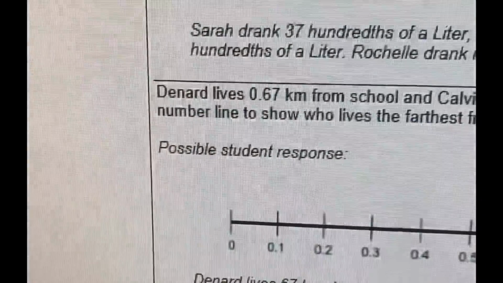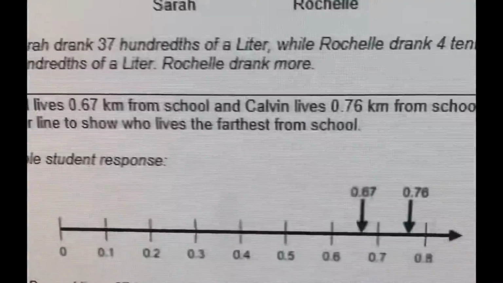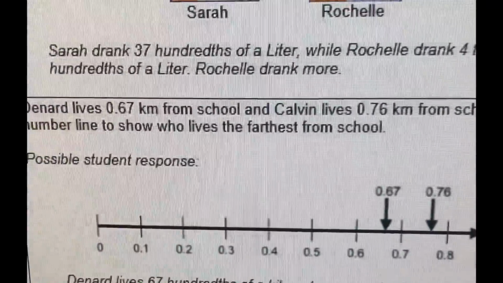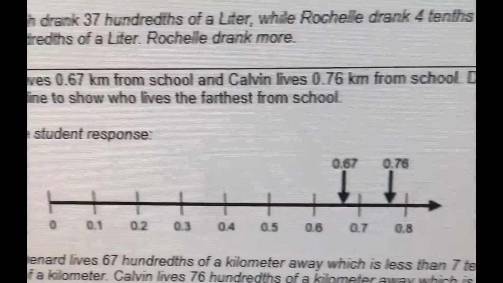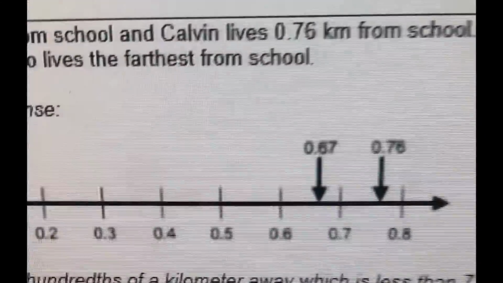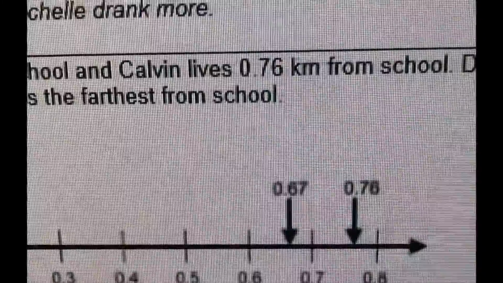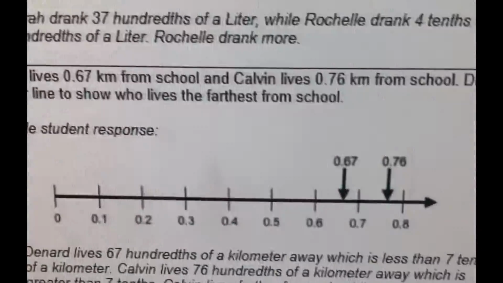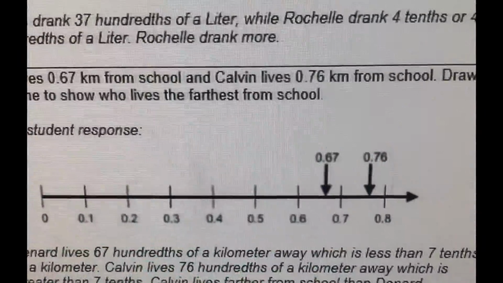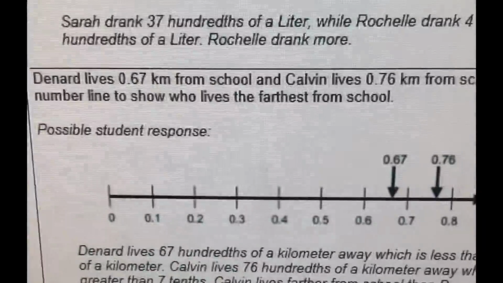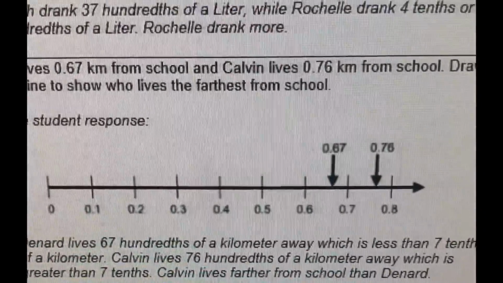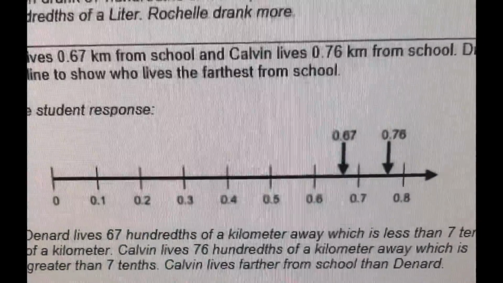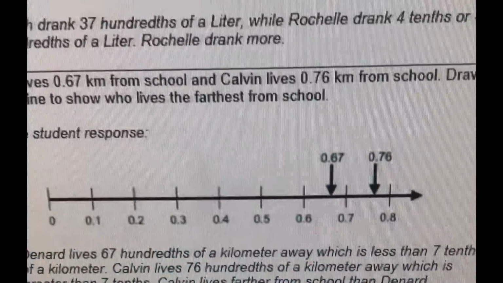Now it says draw a number line to show who lives the farthest. So based on this number line, we could tell who lives the farthest, Calvin or Denard. Hopefully you said Calvin, because 76 hundredths is closer to 1 than 67 hundredths. Denard lives 67 hundredths of a kilometer away, which is less than 7/10 of a kilometer. Calvin lives 76 hundredths of a kilometer away, which is greater than 7/10. Calvin lives farther from school than Denard.